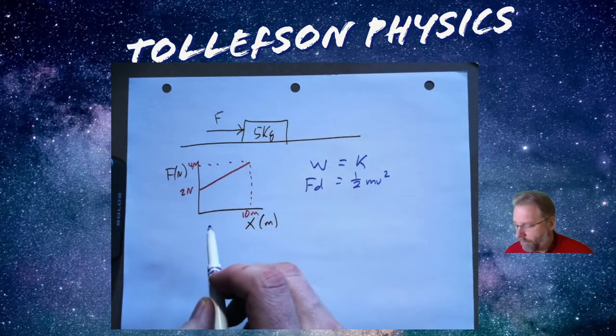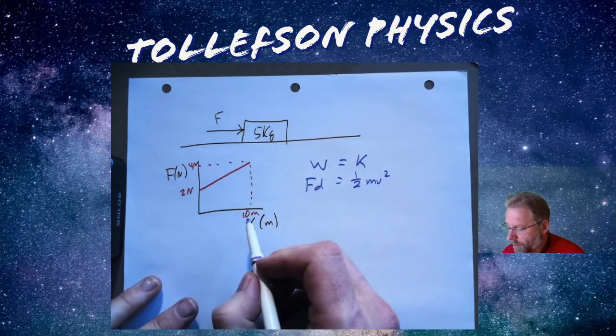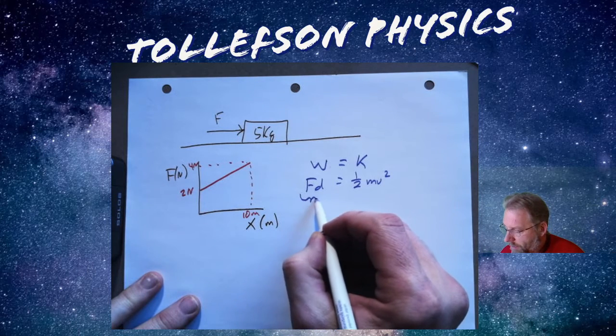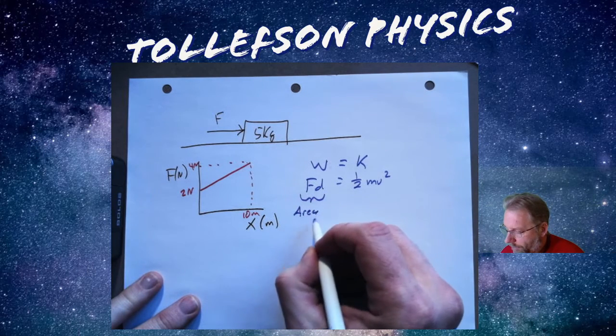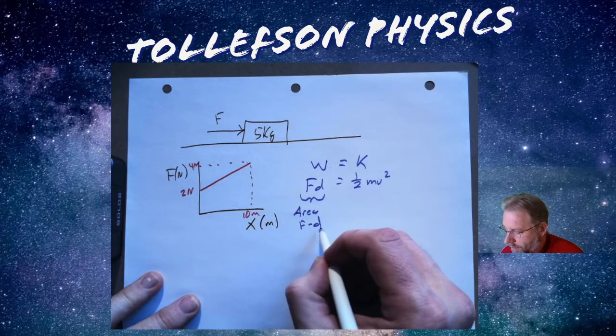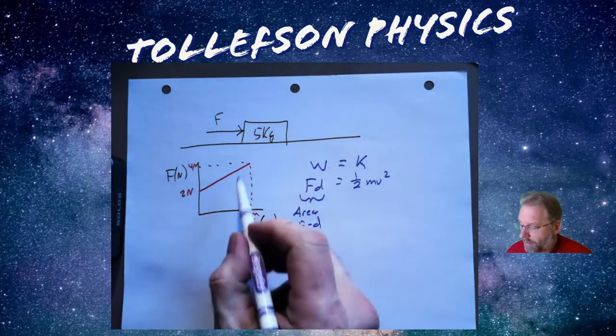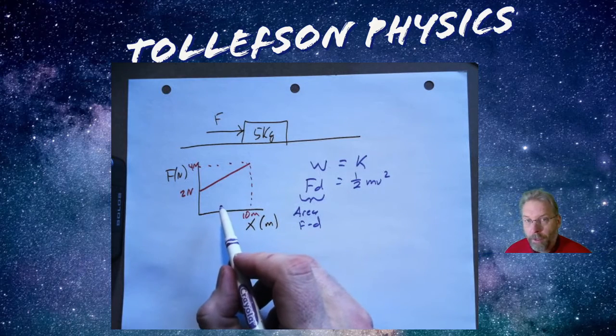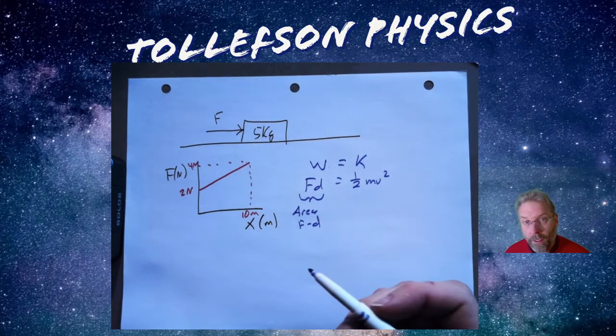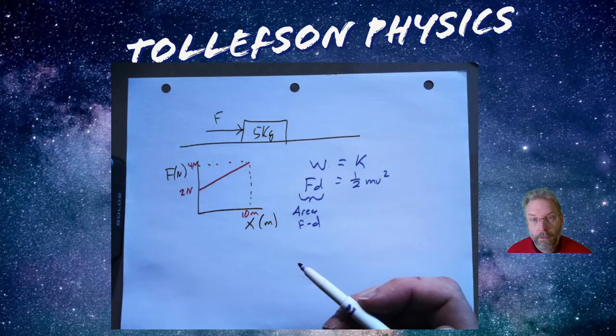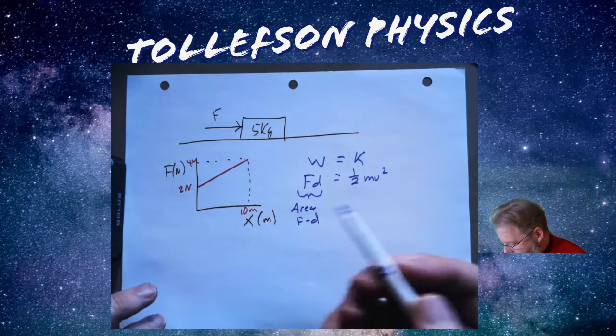Look at this graph over here. We have a force versus distance graph. This is the area of a force versus distance graph, something similar to what we've seen before. So if I calculate this area, then I can actually calculate what the velocity is. All right, so what's the area?